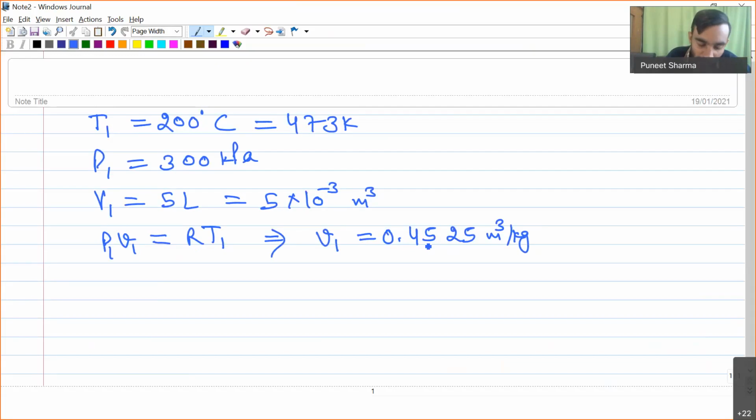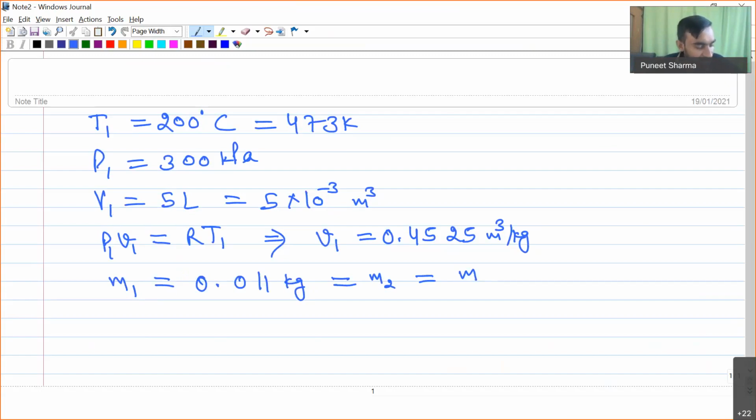Now specific volume I have calculated and volume is given. So that's why I can determine the mass of the gas inside the tank, and M1, say initial state mass, is actually equal to 0.011 kg. Okay. Now we have this piston cylinder arrangement and there is no outlet to the cylinder. So that's why this M1 will be equal to M2 also, and let me call it simply M.